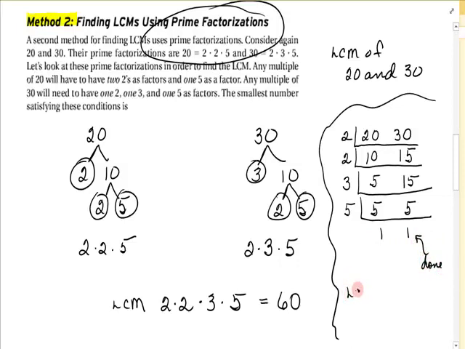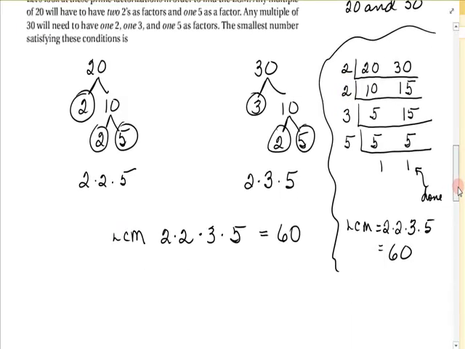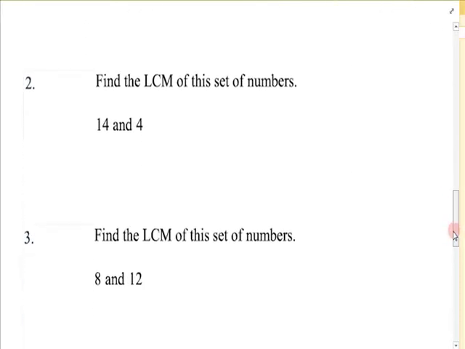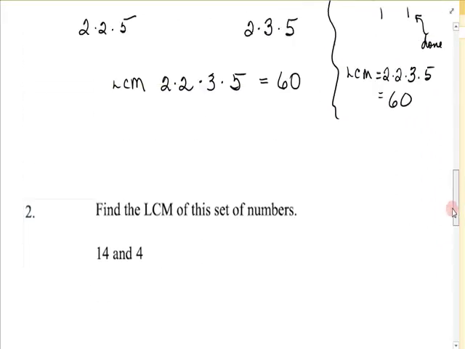And your least common multiple is the product of these. 2 times 2 times 3 times 5, which is 60. And that's the same thing I got over here. You divide by primes, and you divide if it will go into either one of them. It doesn't have to go into both. All right, so now let's look at our problems, and we'll decide if we can.